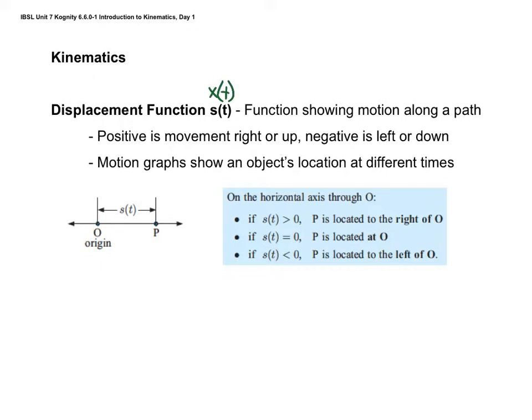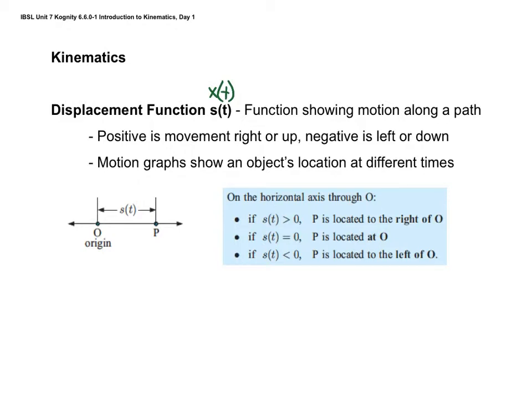Okay? In this box down here, you see if S of t is greater than 0, then our point is to the right of wherever the origin is. If S of t equals 0, then we're at the origin. And if S of t is less than 0, then we are to the left of the origin. Okay?